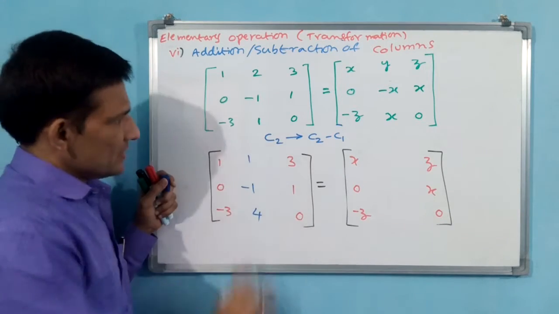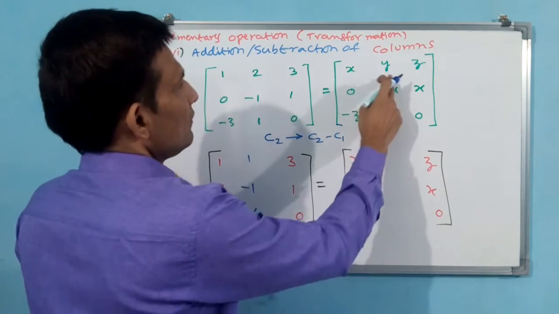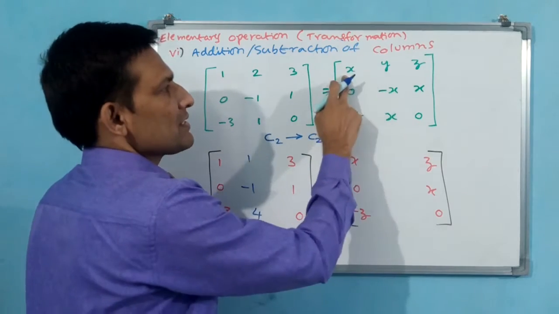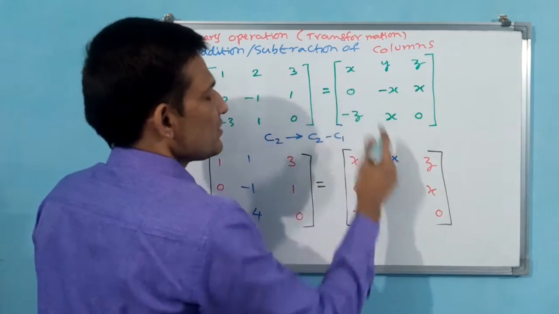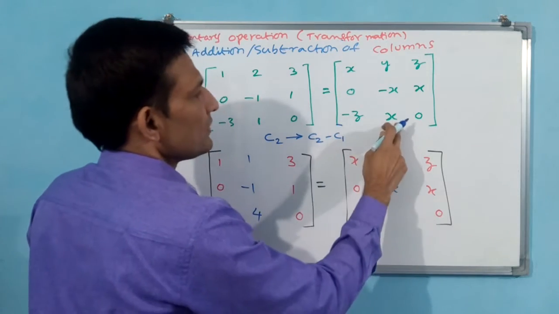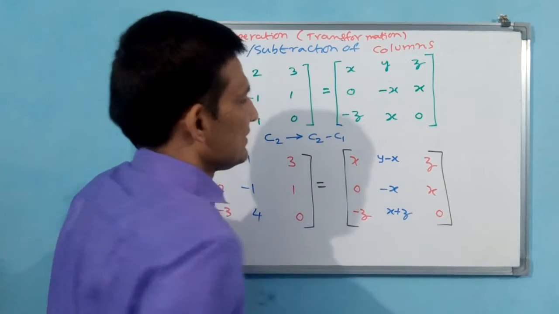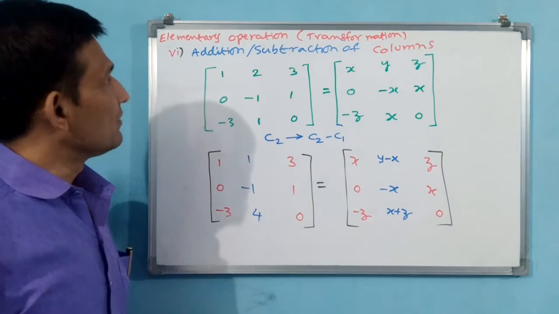This side is over. Okay. Now come to this side. y minus x. Why? Because C2 minus C1. C2 is this one, C1 is this one. Y minus x, you write. Minus x, minus 0. Minus x only will come. X minus of minus z, x plus z. Have you understood now? Okay.